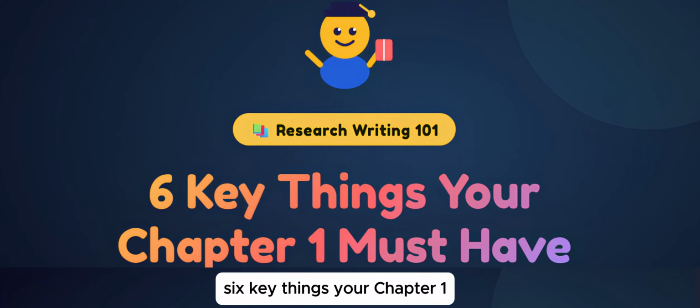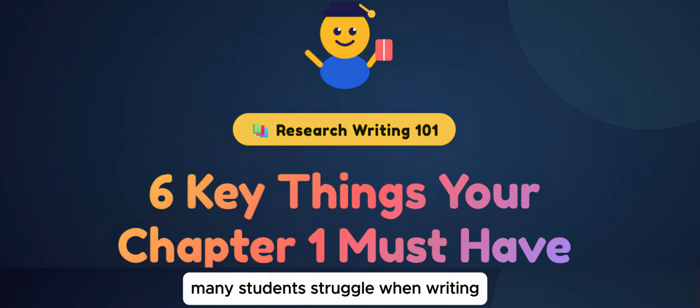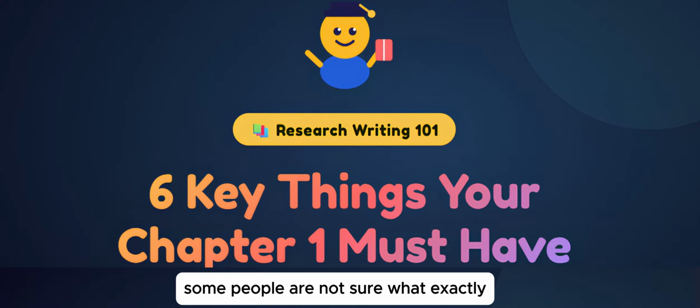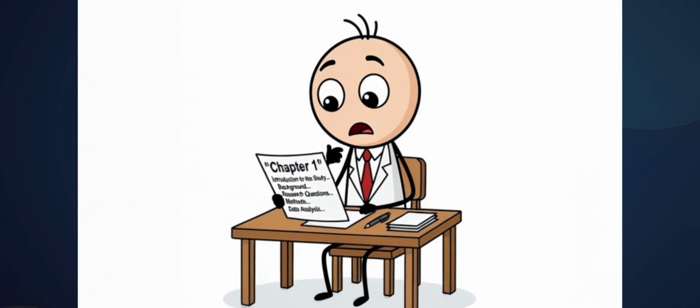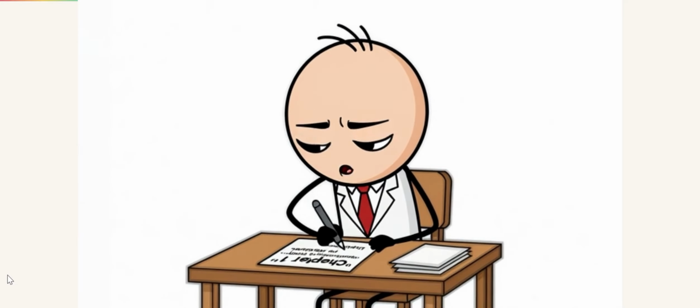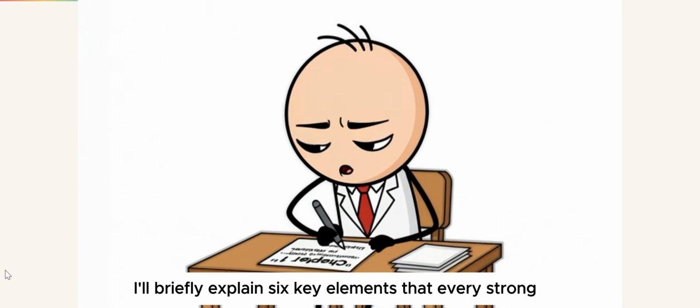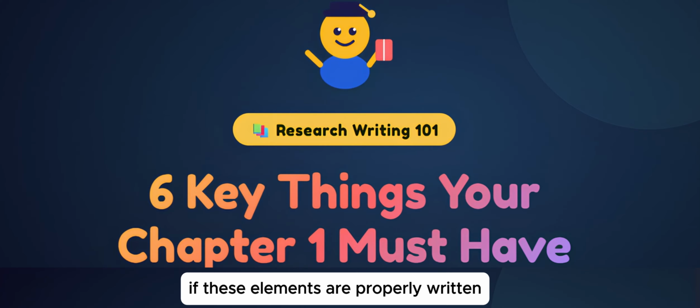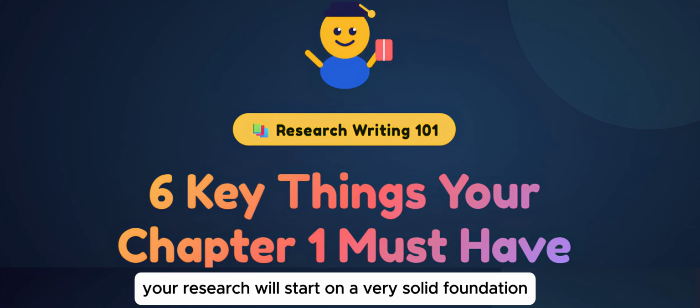6 key things your chapter 1, the introduction, must have. Many students struggle when writing chapter 1 of their research projects, especially the introduction section. Some people are not sure what exactly should be included or excluded, while others end up writing too much without even a clear structure. In this video, I'll briefly explain 6 key elements that every strong chapter 1, that is the introduction, should contain. If these elements are properly written, your research will start on a very solid foundation.